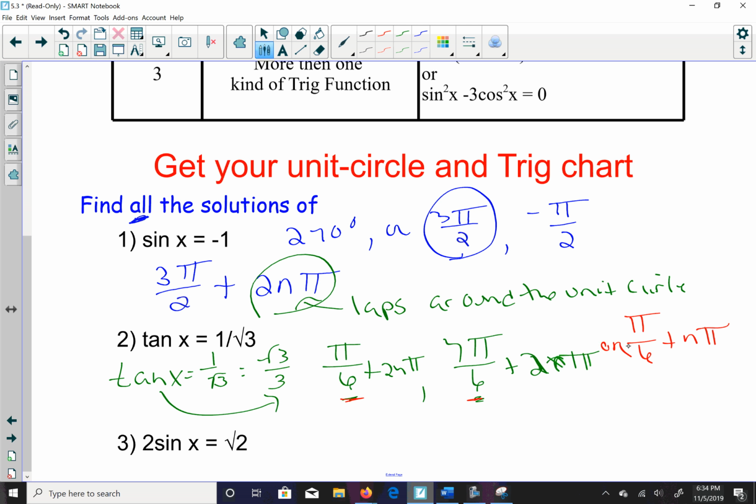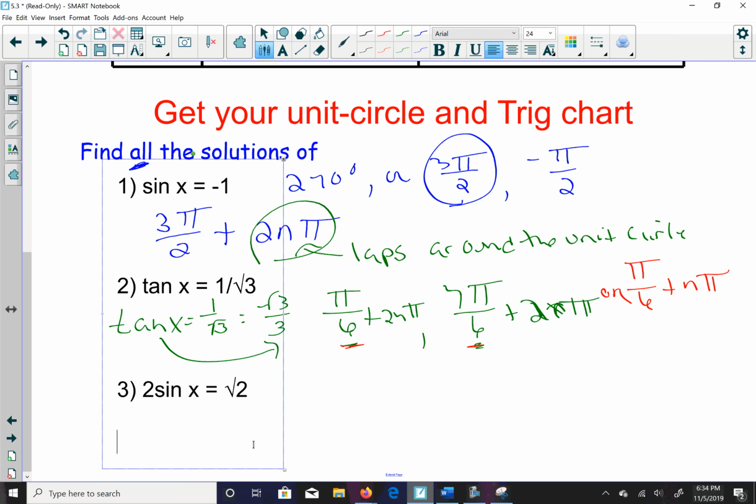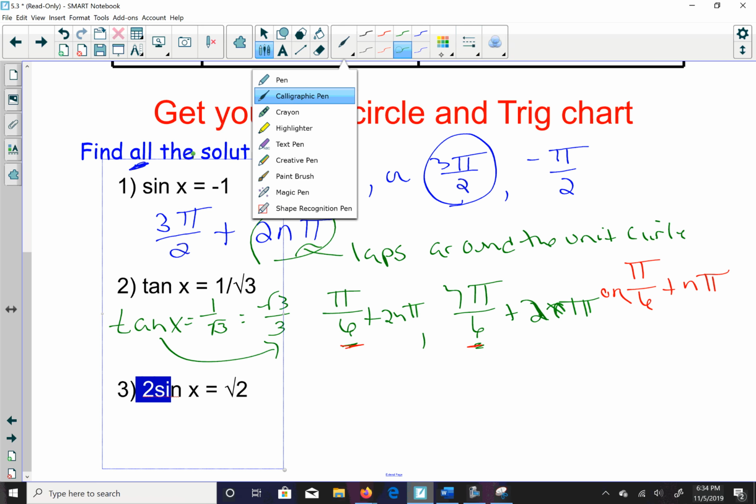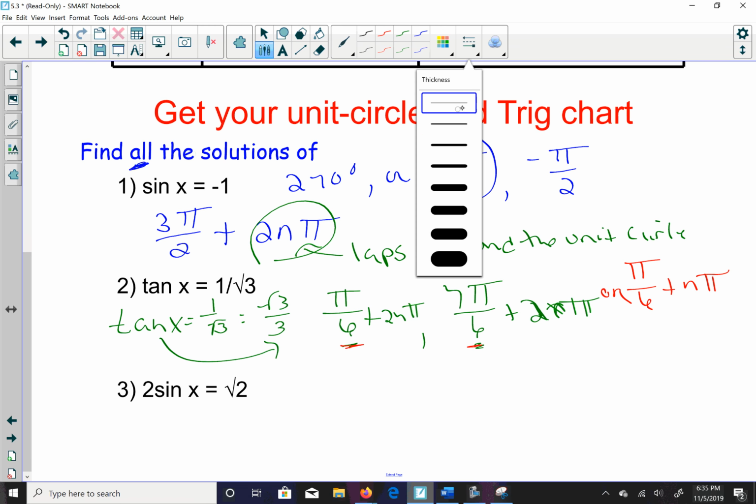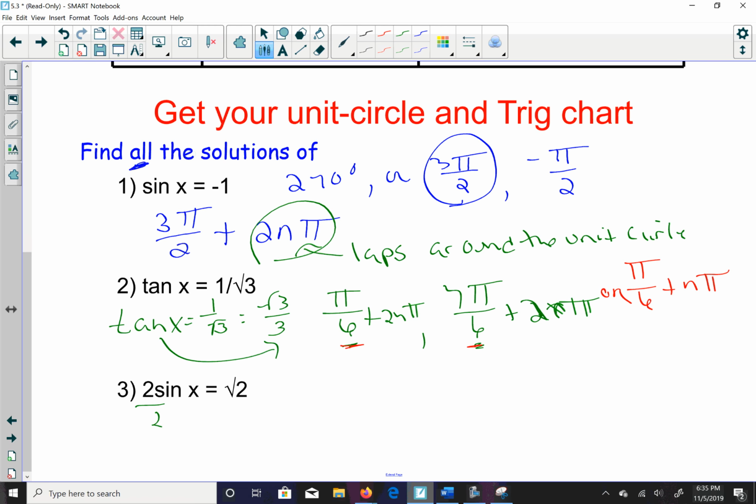The last one is I have to do a little work for it. I have this 2 sine of x is equal to the square root of 2. So when I go to solve that, first thing I'm going to do is I want to put my trig function on one side by itself. So I'm going to divide both sides by 2. And when I do that, I have the sine of x is equal to the square root of 2 over 2. So when is the sine of x equal to the square root of 2 over 2?